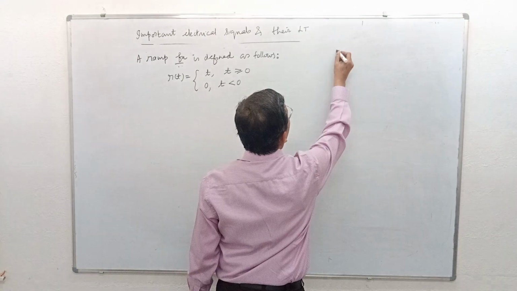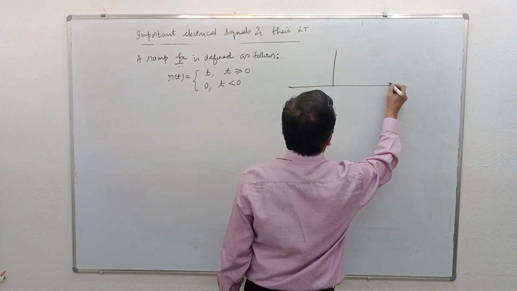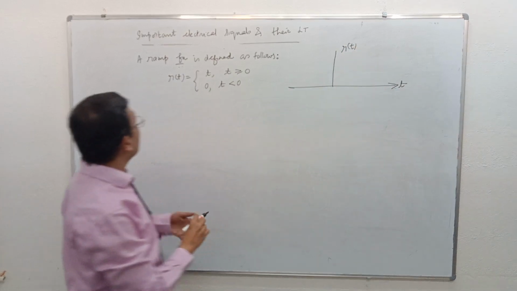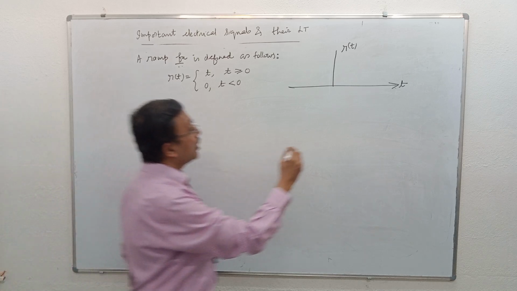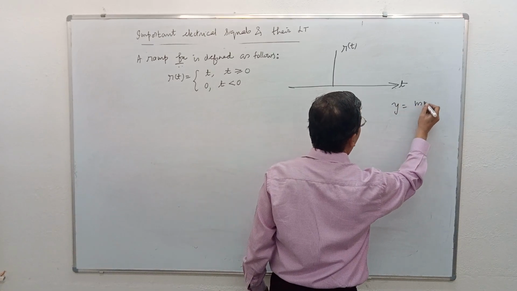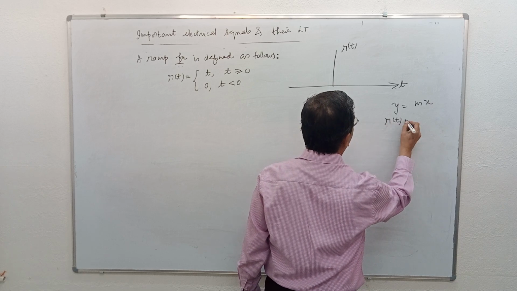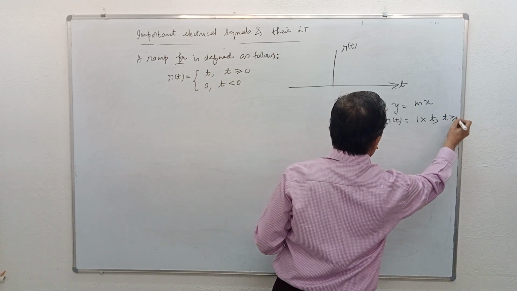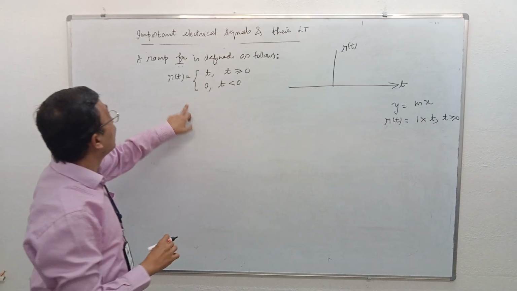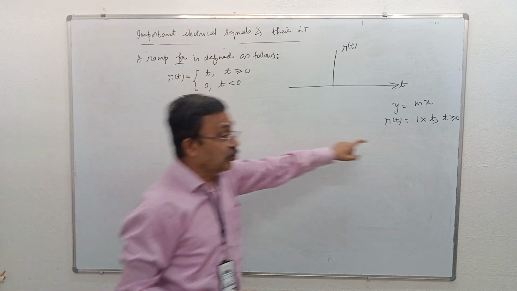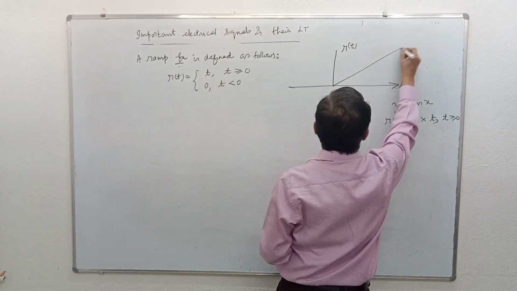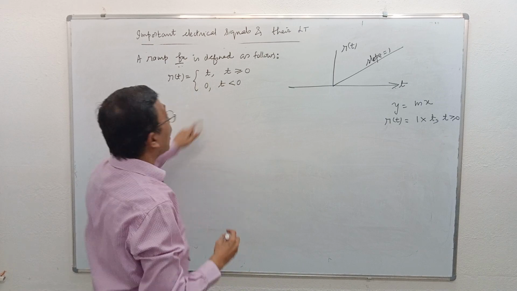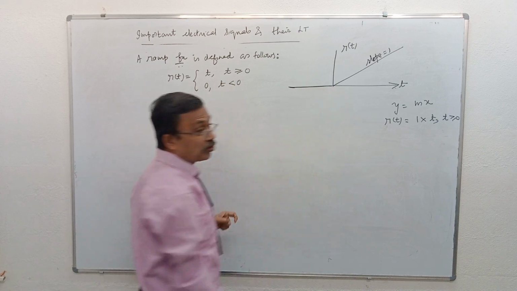Let me sketch now. X axis is t, y axis is r of t. This is the equation of a straight line. What is the equation of a straight line? Equation of a straight line is y is equal to mx. What is y here? R of t. What is m? 1. What is x? T. This is for t greater than or equal to 0. For t greater than or equal to 0, r of t represents a straight line with slope equal to 1. For t less than 0, r of t is 0. This is how a ramp function looks.